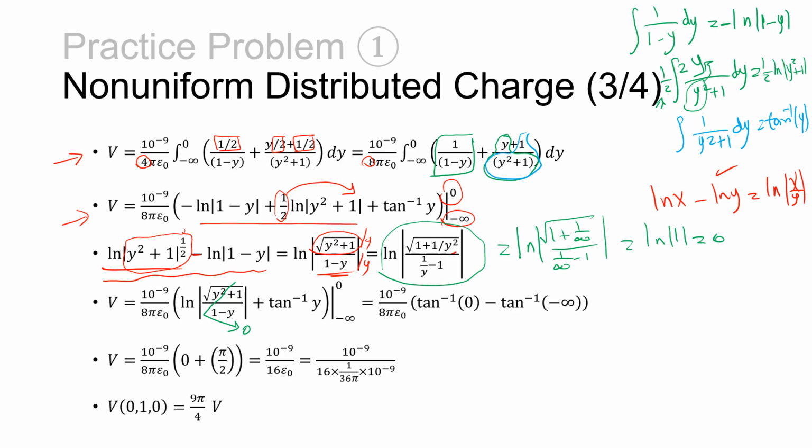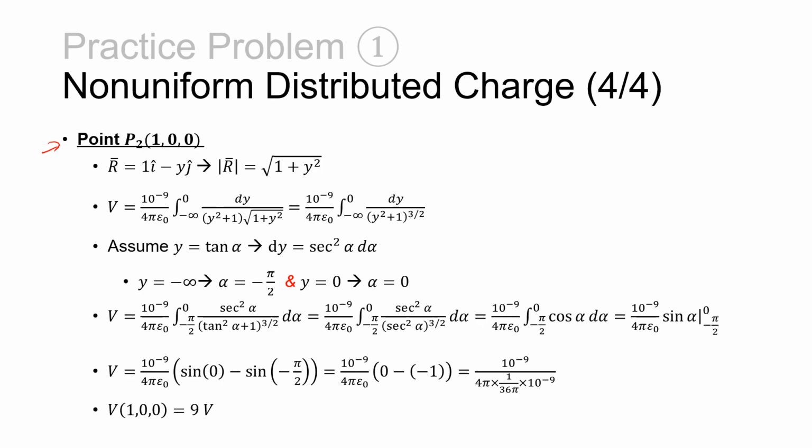Now, if we substitute for tan minus 1, you will have tan minus 1 of 0, and tan minus 1 of infinity. Tan minus 1 of 0 is nothing but 0. Tan minus 1 of infinity is pi over 2, and you have here a minus, so you will get minus pi over 2. And just mathematical manipulation, then you will reach that V010 is equal to 9 pi over 4.